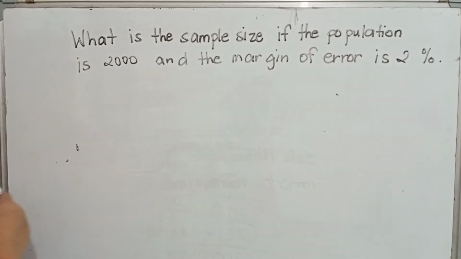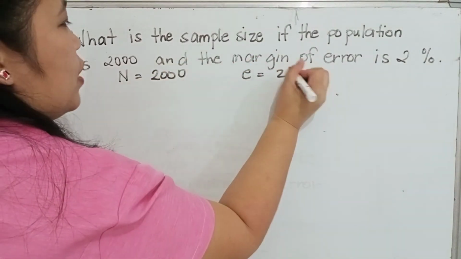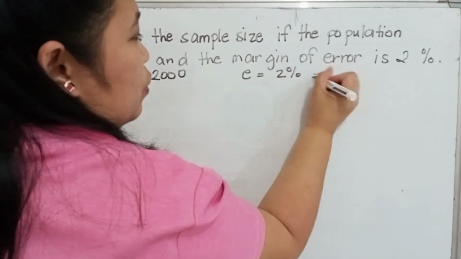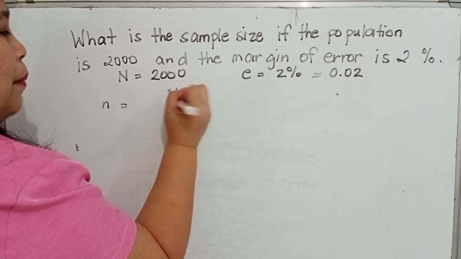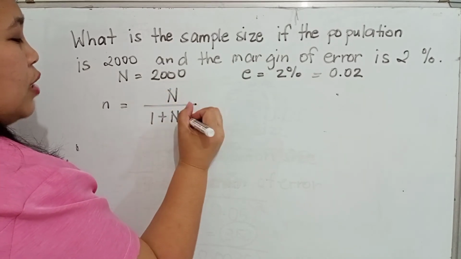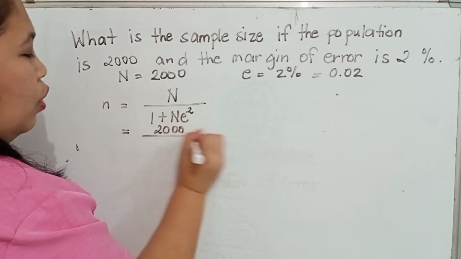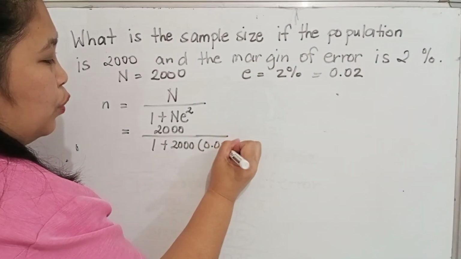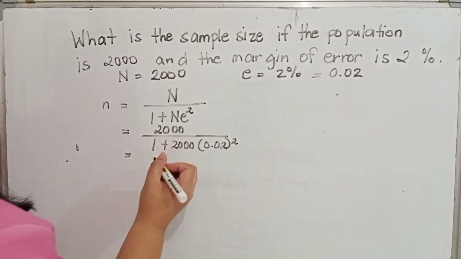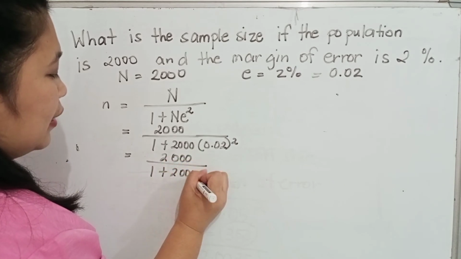What is the sample size if the population is 2,000 and the margin of error is set at 2%? So our given population size is 2,000 and our margin of error is 2%. So of course, convert this into decimal. So this is 0.02. So let us use our formula. n is equal to the population size, all over 1 plus the population size times the square of the margin of error. Let us substitute. So you have 2,000 all over 1 plus 2,000 times our margin of error, 0.02, quantity squared. So the first thing is you're going to square 0.02.